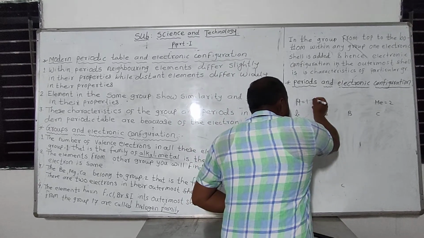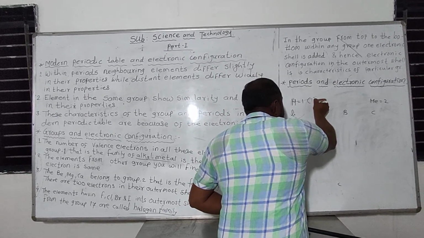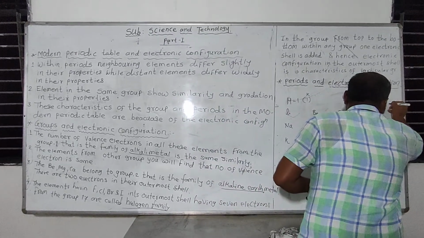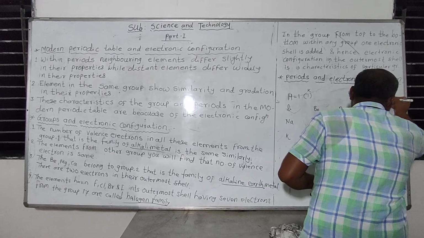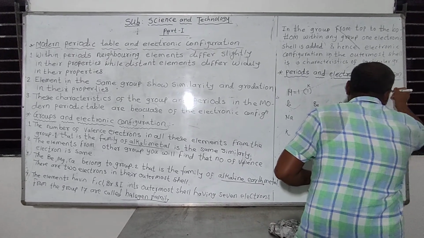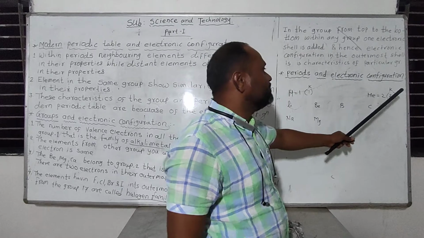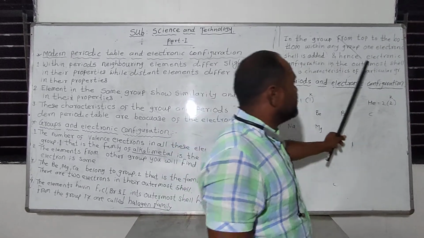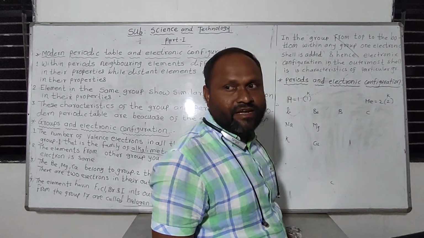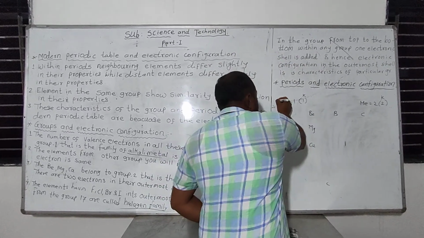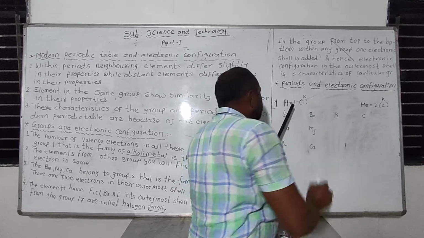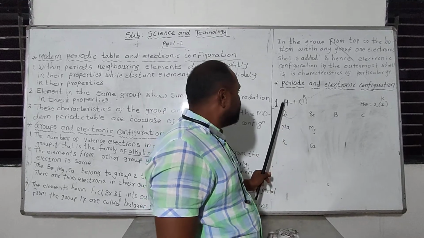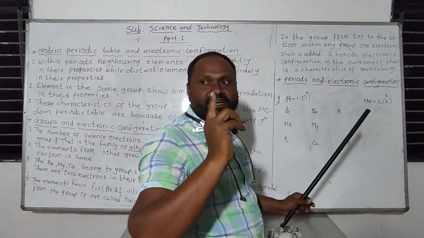Hydrogen: how many cells are required? Only one cell, the K cell, is required. Helium has atomic number 2, with 2 electrons in its outermost cell. So how many cells are required? Only one K cell is required. Hydrogen requires one cell, helium also requires one cell. So both elements require only one cell, and hydrogen and helium are in period number 1.